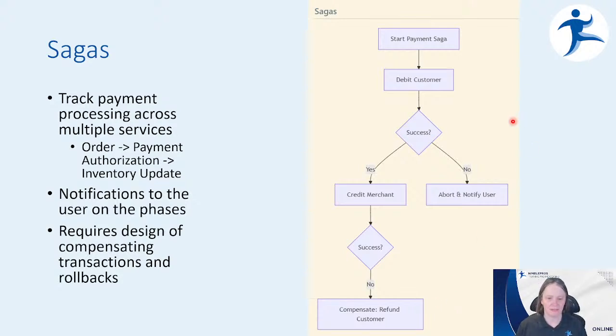But with sagas, what's nice is as a customer in this case, I could see that they took the money from me. And then I could see that the merchant has the money. Or I can get the notification of, no, this wasn't successful, so now I need to retry my payment.